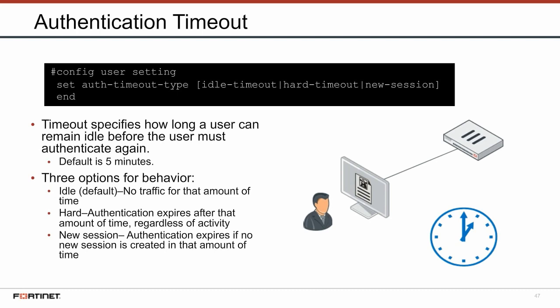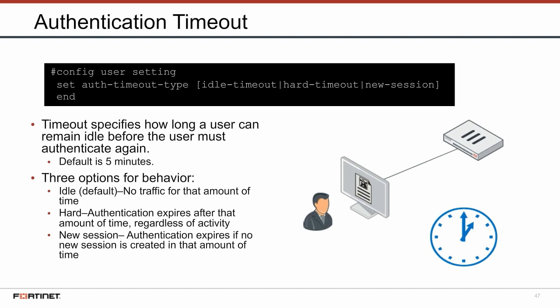There are three options for timeout behavior. Idle looks at the packets from the host's IP. If there are no packets generated by the host device in the configured time frame, then the user is logged out. Hard. Time is an absolute value.